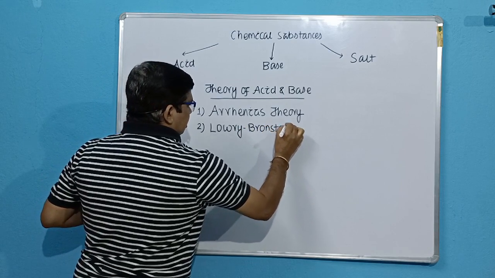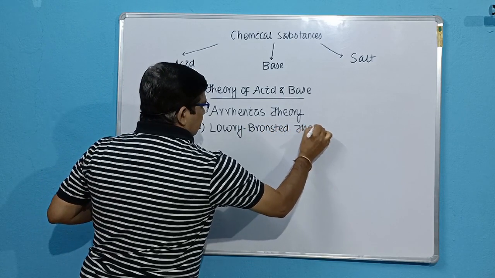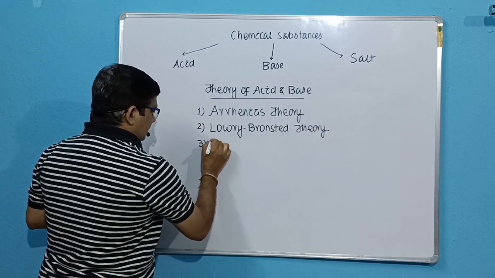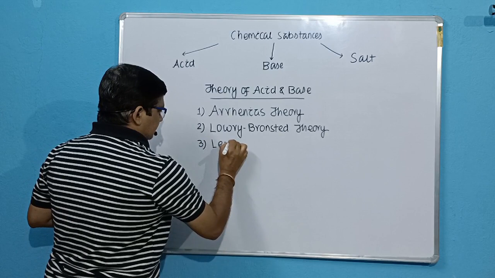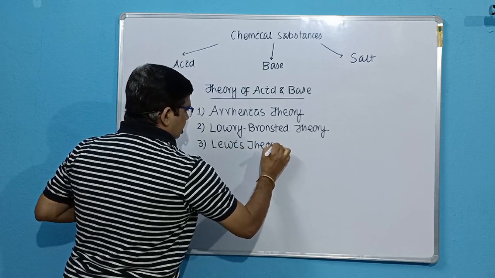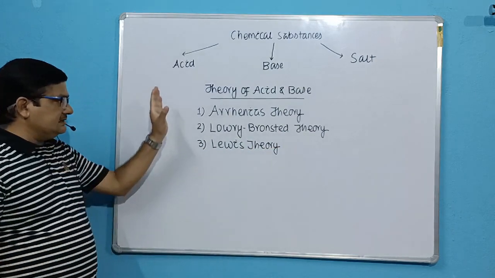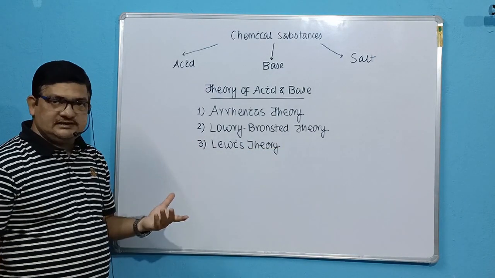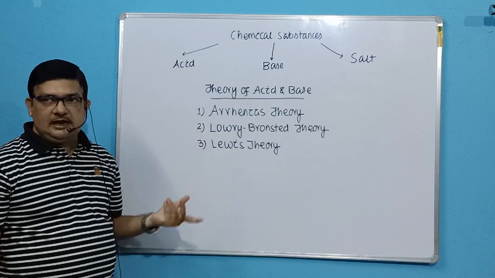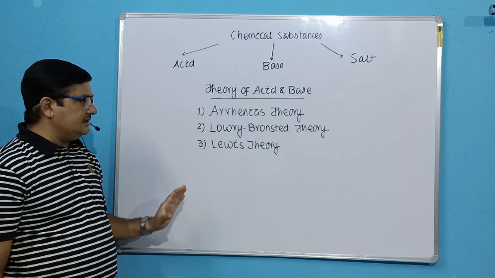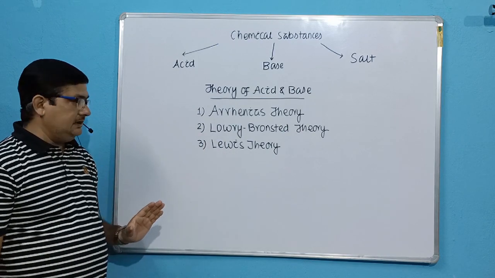Lowry-Bronsted theory of acid and base. Third one is called Lewis theory of acid and base. As I told you, in 11th class we will be discussing these 3 theories which define what is an acid, what is a base, what is a salt. So these are the 3 theories: Arrhenius theory, Lowry-Bronsted theory and Lewis theory.